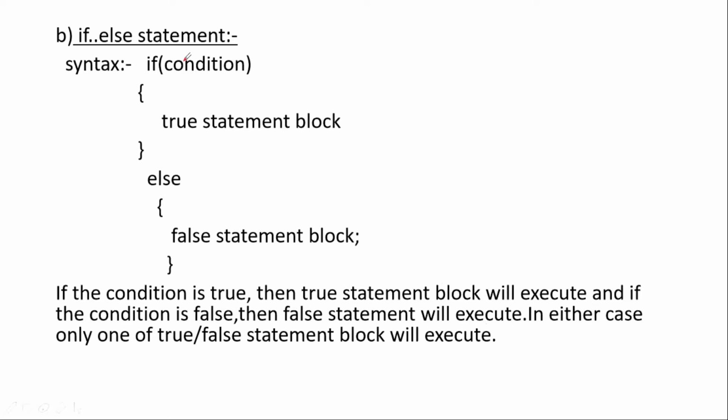So whenever we give the condition here, if this condition is true, then this statement will be executed, or else the else statement block will be executed in the if else statement. In either case, only one of the true or false statement blocks will execute. That means in this if else statement, either the true statement block or the false statement block will be executed. Not both the statements will be executed.